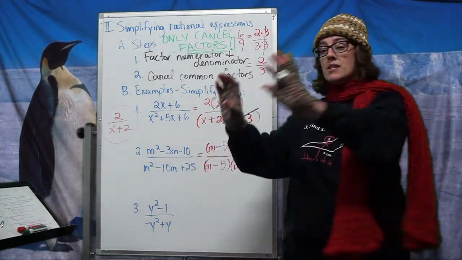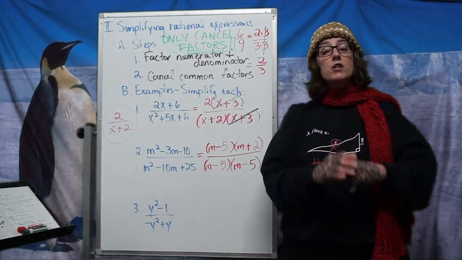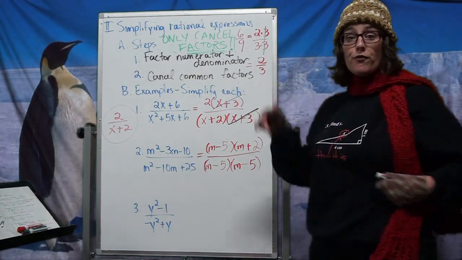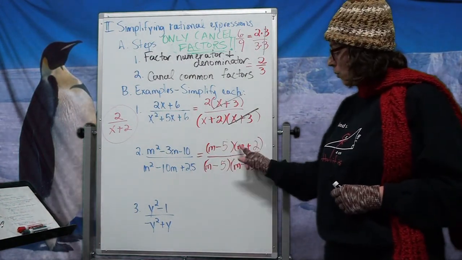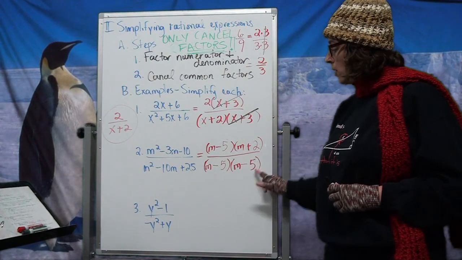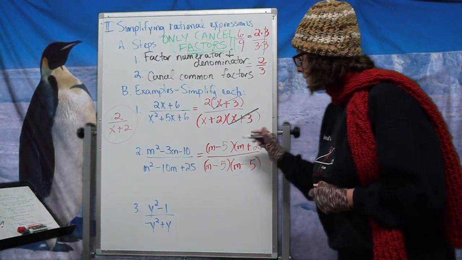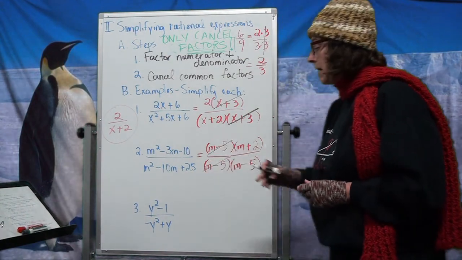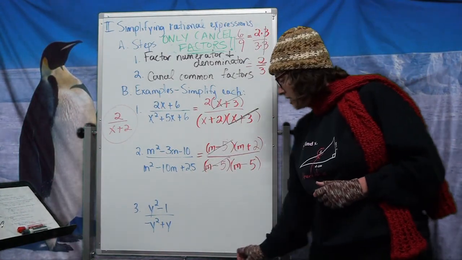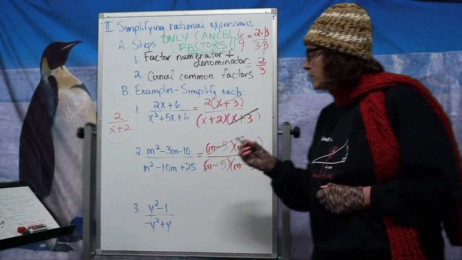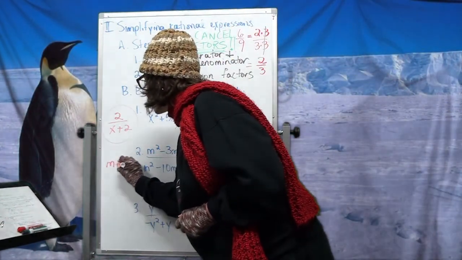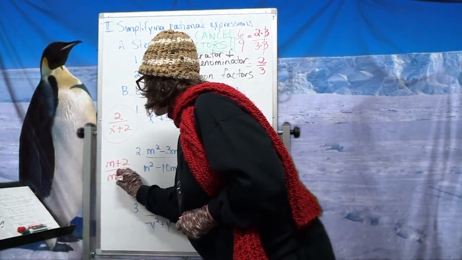Parentheses times parentheses, there are the two things being multiplied in the denominator. So I have four factors, one here, one here, one here, one here. I'm going to cancel those common factors. Notice that the numerator and the denominator both have an m minus 5, so they will cancel out, which means I am left with an m plus 2 over an m minus 5.